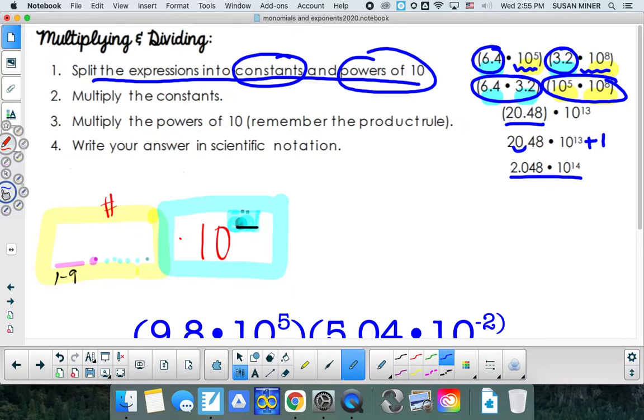We're going to split up our expressions into constants and powers of 10, and then we're going to multiply the constants together. We can use our calculator for that. And then we're going to multiply the powers of 10 using the product rule, or in a minute, the division rules for exponents. Either the product rule or the quotient rule we're going to use for the exponents part. Then we're going to write our answer in scientific notation and make any adjustments that we might need.